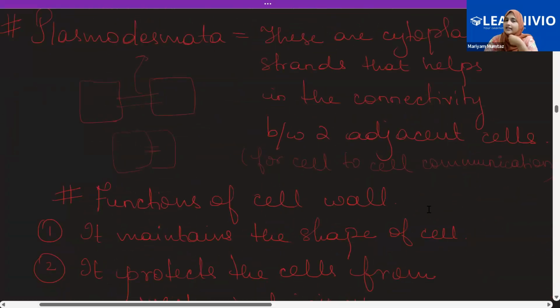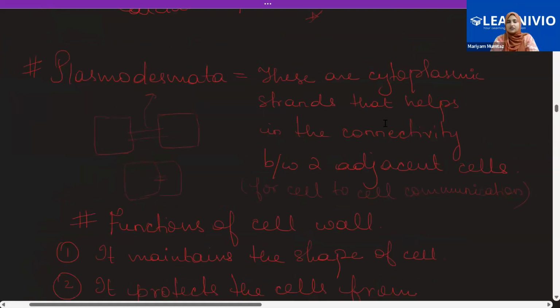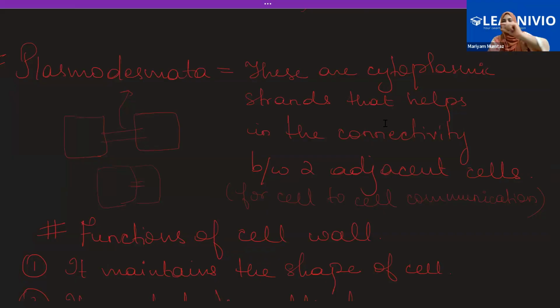Okay, now in the cell, there are special structures that are responsible for providing connectivity between one cell and another cell. Those structures are called plasmodesmata. These are structures that come from the cell and join two adjacent cells together, like a tube between them. And they are helpful in cell-to-cell communication.